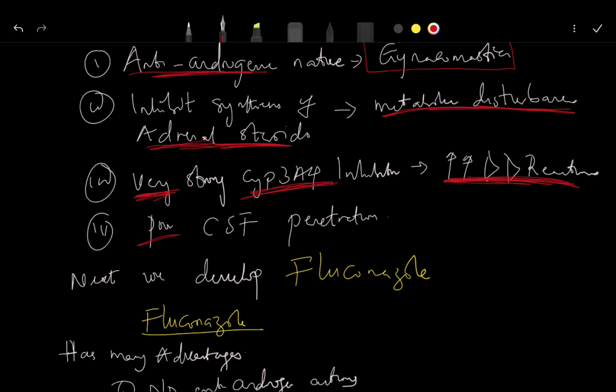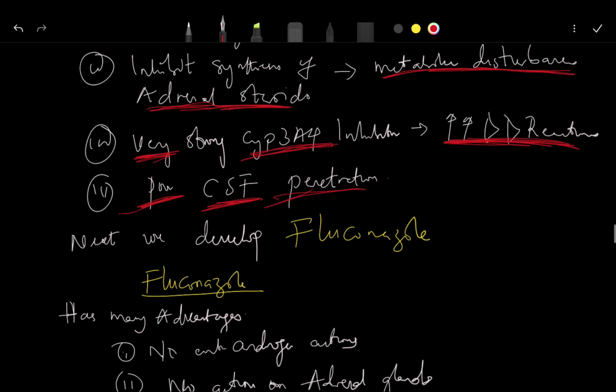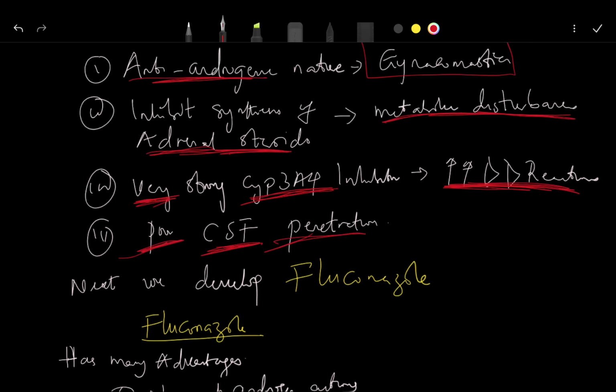Then it does not cross the CSF properly. So all those fungi that have affected the CNS, it can't treat them. So because of these side effects, the anti-androgenic effect, blocking synthesis of adrenal steroids, very strong CYP3A4 inhibition, and poor CSF penetration, we now developed fluconazole.